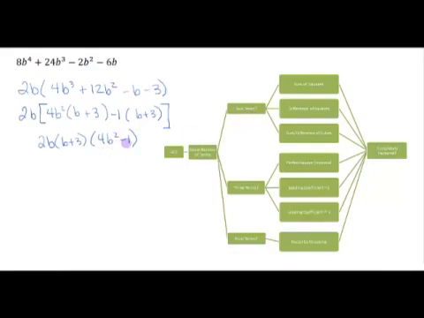4b squared minus 1 is going to be a difference of squares. So here we go. I have a 2b plus 1 and a 2b minus 1. Now, again, is it completely factored? This time, we have completely factored this polynomial.